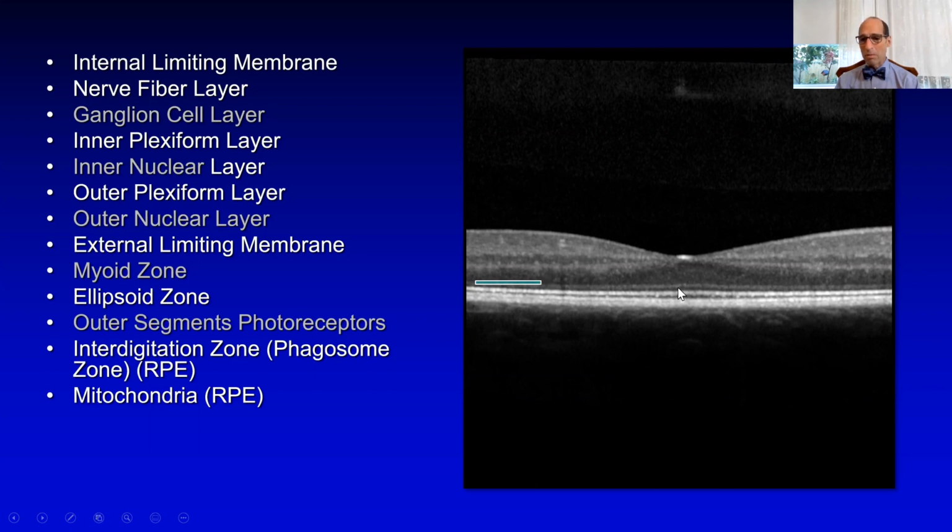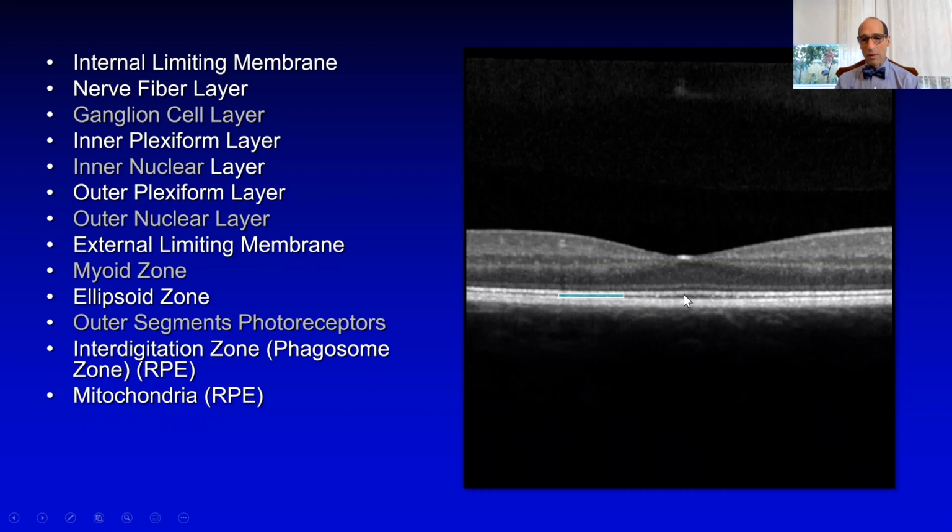This is the external limiting membrane here, and then you get this myoid zone, which is dark, and then the ellipsoid zone is the next bright layer. So you've got external limiting membrane, ellipsoid zone, and then the outer photoreceptor segments are here. And Scott pointed out in conference the other day, that's why you get this little bulge, because there's so many cones in the middle that they're all trying to squish in there to help you see better.